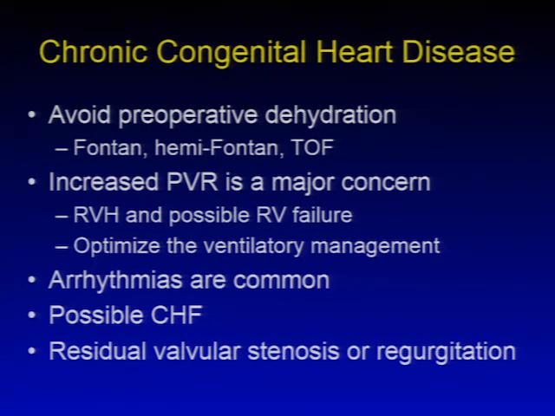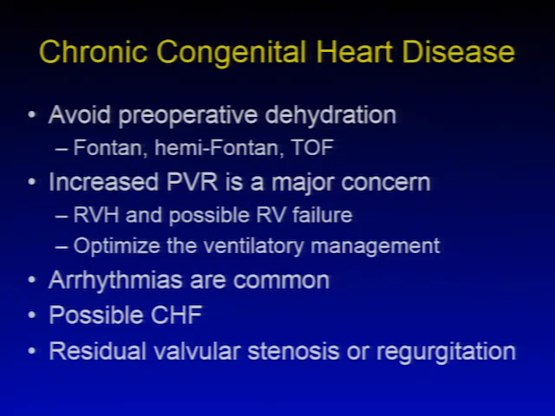As mentioned earlier, an increase in the pulmonary vascular resistance is a major concern. Right ventricular hypertrophy and possible right ventricular failure can occur if there's a significant increase in PVR. This can be avoided many times by just optimizing ventilatory management, maintaining normocarbia, as well as avoiding hypothermia. As I mentioned, arrhythmias are very common in these children. They should be maintained on their antiarrhythmics if they're on them, and close attention should be paid to the EKG.